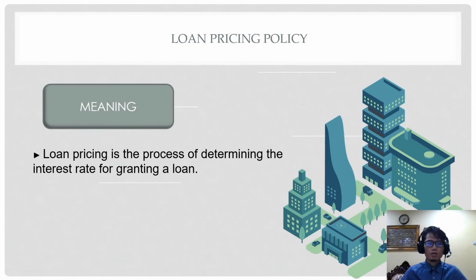So what is the meaning of loan pricing? Loan pricing is the process of determining the interest rate for granting a loan. Let's say, for example, a customer borrows money from the bank, there will be an interest applied on the loan based on the rate that has been decided by the bank. Let's say the rate is 5%. Loan pricing shows the process of how and why the bank decides to put that 5% when granting a loan to the customer.